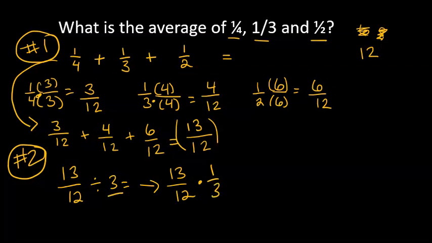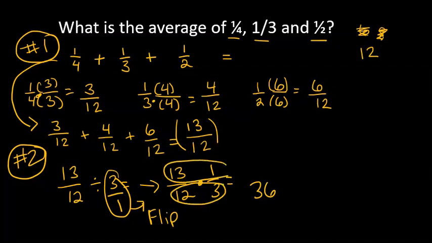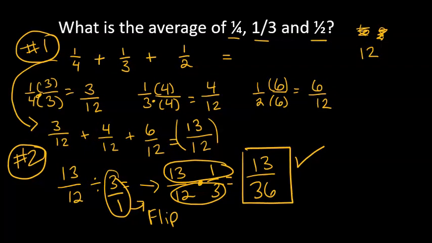Where did I get that? Anytime you divide a fraction by a whole number, you put an invisible 1 in the bottom, and then you take the second one and flip it. You just flip, and you multiply. That's exactly what I did. So 3 over 1 became 1 over 3, and I multiplied. And then 12 times 3 is 36. I take the numerators, the top numbers, and put them together, and I get 13. This is the answer. So when it's asking what is the average of these 3 fractions, the answer is 13 over 36. Okay, I hope this helped. Thanks.